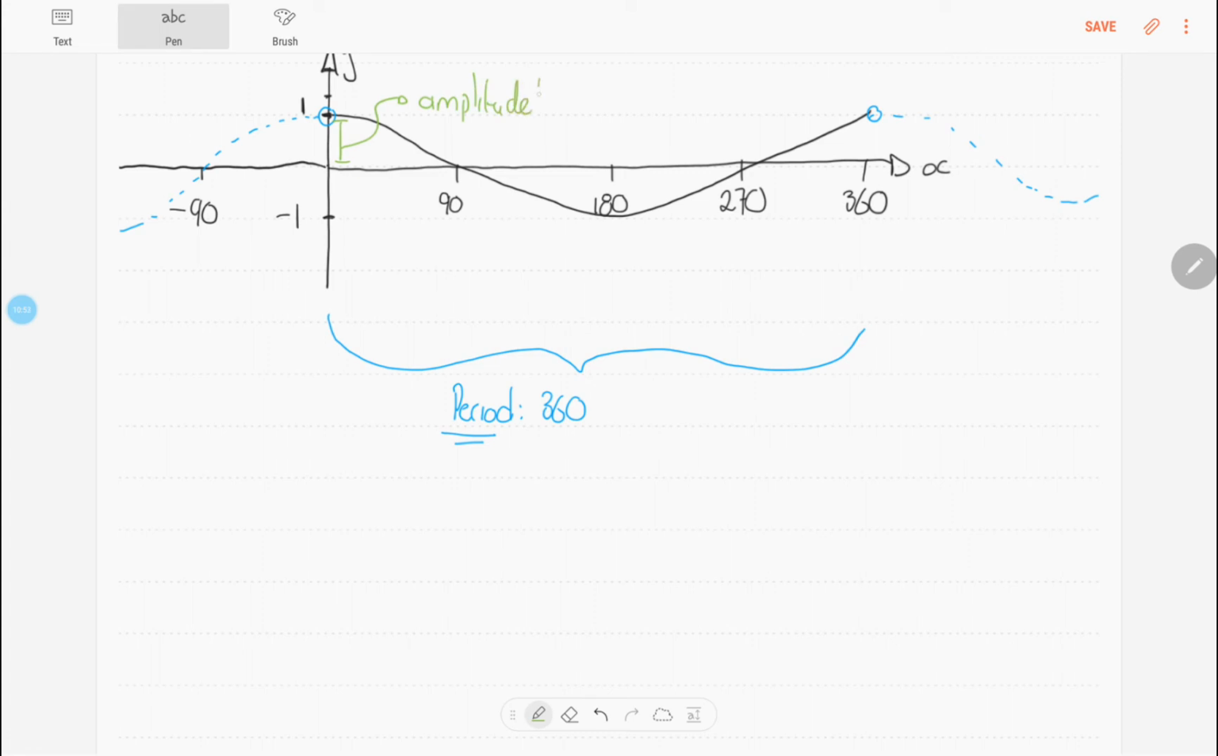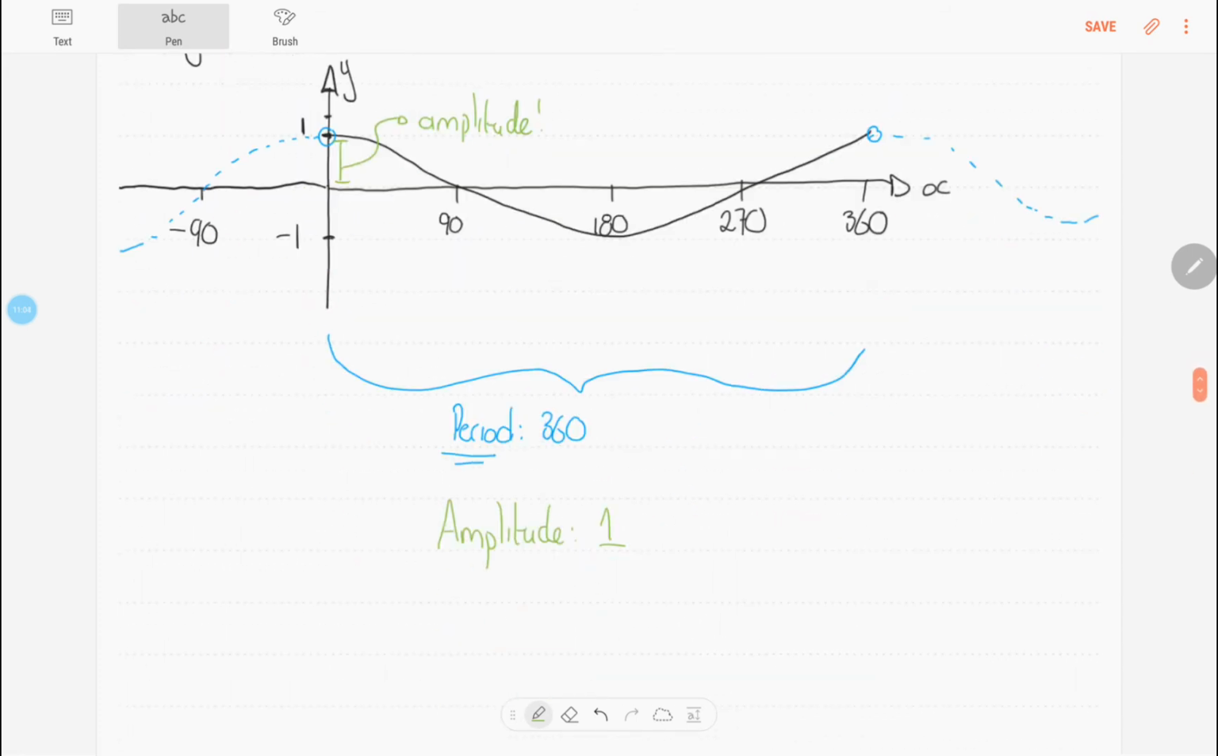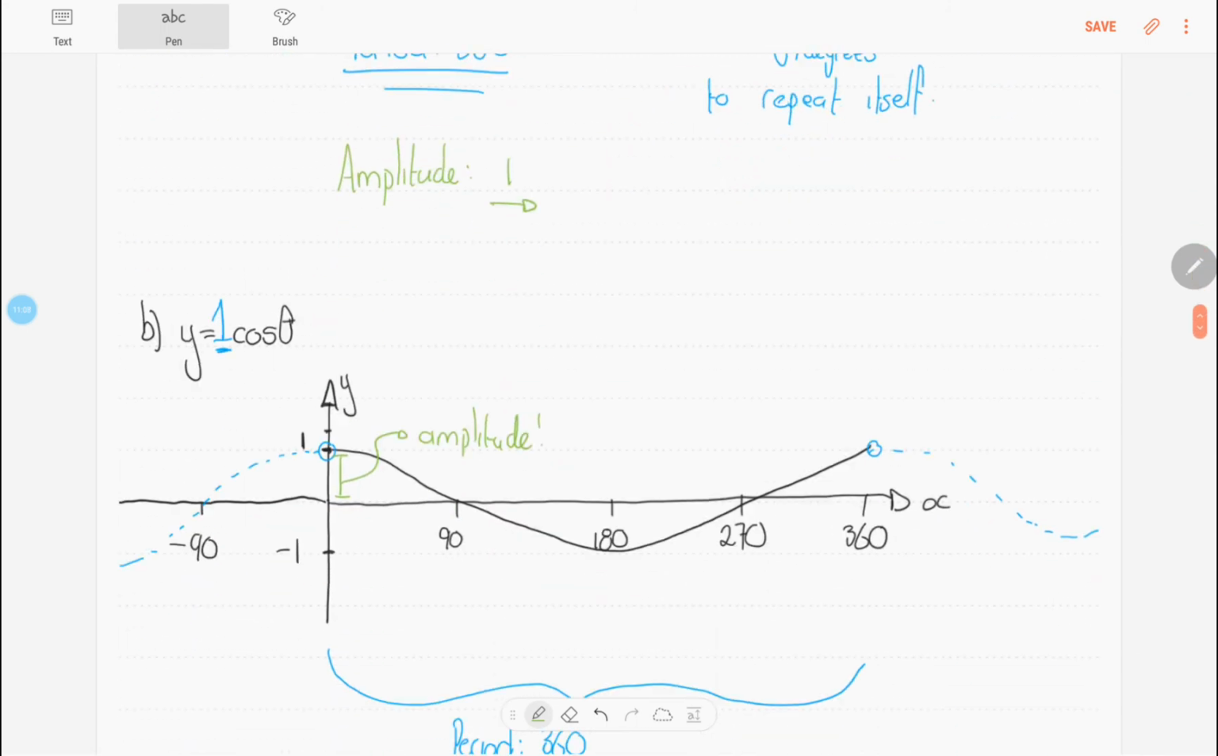Amplitude. Okay, so our amplitude of this graph is 1. Remember, it's just the coefficient in front of our trig graph. Okay, cool beans. So you can see our cos graph and our sine graph look exceptionally similar.